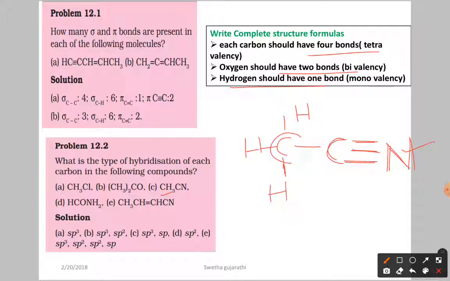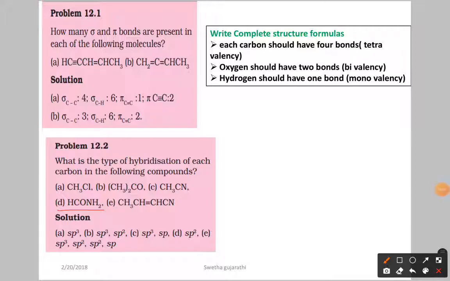Here this carbon has 4 sigma bonds, so this is sp3. Now this carbon has 2 sigma bonds. Where multiple bonds are there, only one is sigma, the remaining are pi. So 2 sigma means sp. So here we have sp3 and sp hybridization.